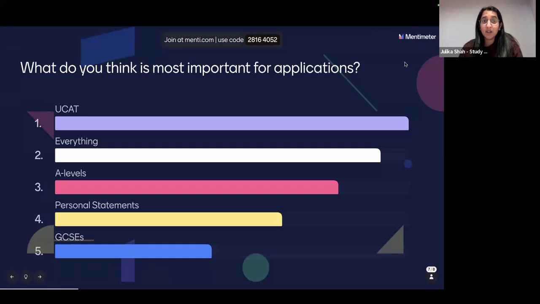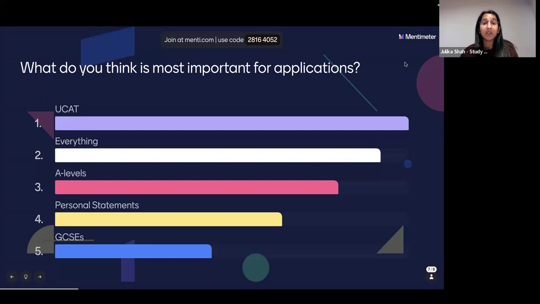So the answer to this question is number two. Everything is important. You might hear rumors about people saying that some universities favor the UCAT score and they have a cutoff, which is true. They might also have A-level grades or GCSE grades as a minimum that you need in order to be eligible to apply to the university. But the most important thing when you're applying for dentistry is everything. That's the grades you've got up to this point, the grades you're predicted, your exams like the UCAT, and your personal statement.